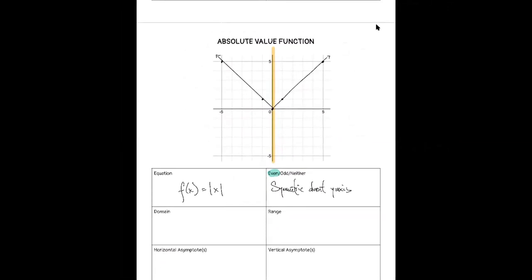It does not have negative y values. Okay, so what does that mean about the range then? What can we say for the range?